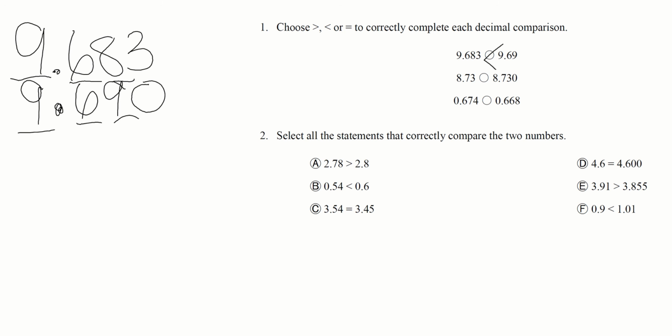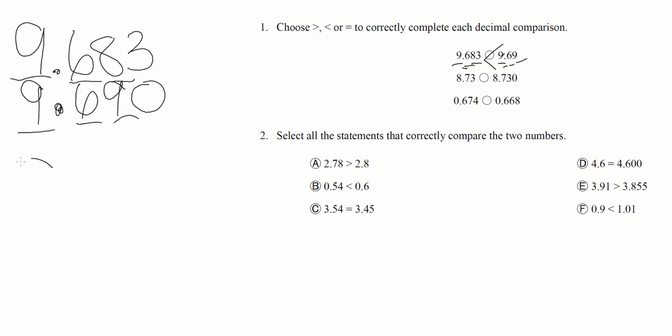Another strategy you could have used is you could have said, okay, here's the decimal point, here's the decimal point. They both have 9 wholes. I can move over. This has 6 tenths. This has 6 tenths. This has 8 hundredths. This has 9 hundredths. It's almost the same thing. You're just really making sure you use place value. I like rounding it up because then you're less likely to make a mistake. Now, take a look at the next one.